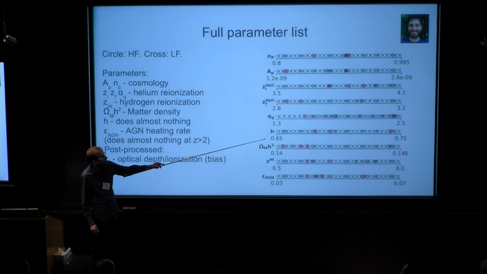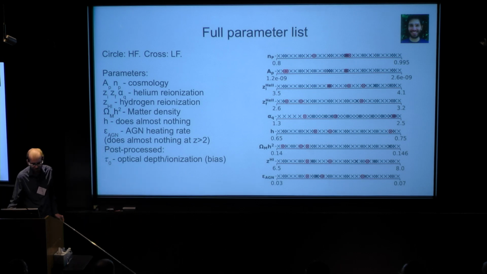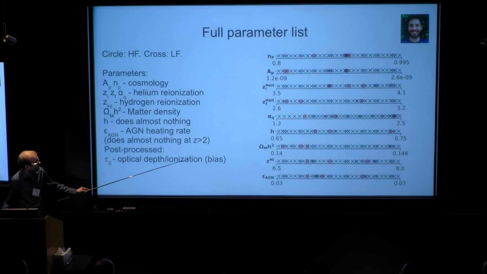The reason I put it into the suite is that when we do other things with this same suite, it will still have the Hubble rate in. There's a redshift of hydrogen reionization, and there's a heating parameter for the black hole feedback, which also does very little. And then we post-process it to add a mean Lyman alpha optical depth.